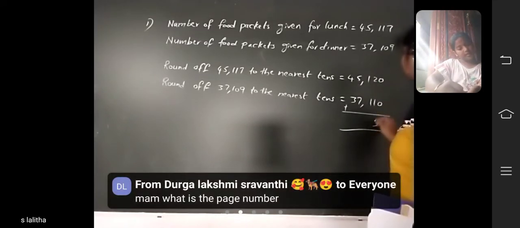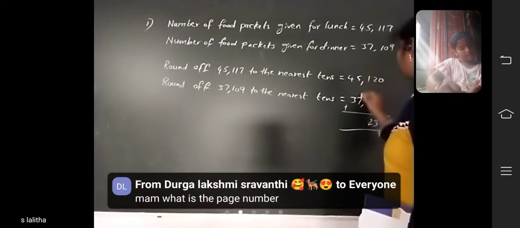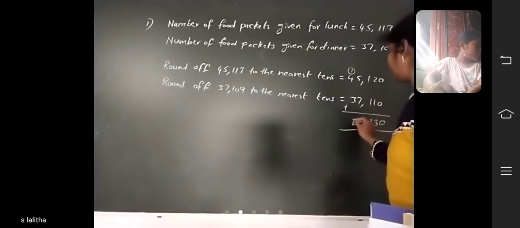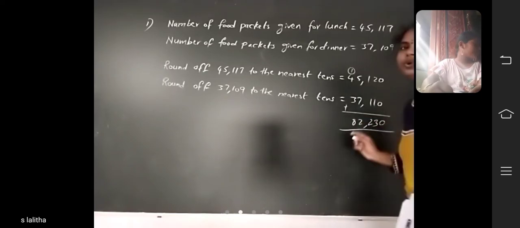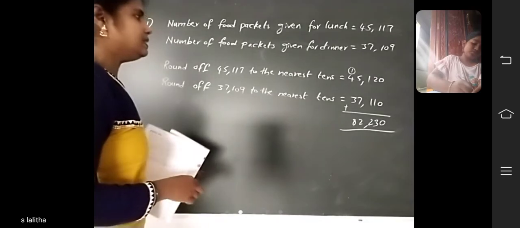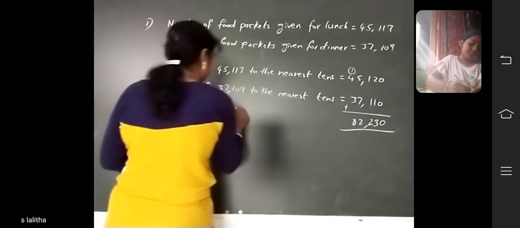Now add. First you should add 0 plus 0, 0. 2 plus 1, 3. 1 plus 1, 2. 5 plus 7, 12. 1 plus 4, 5. 5 plus 3, 8. 82,230. Okay, ma'am. So this is the estimation value.